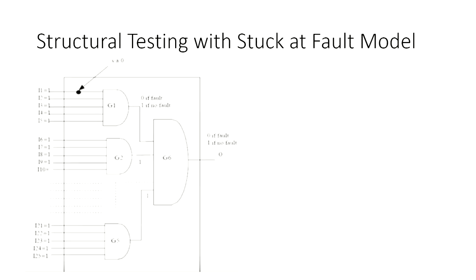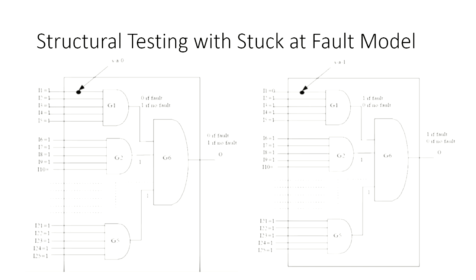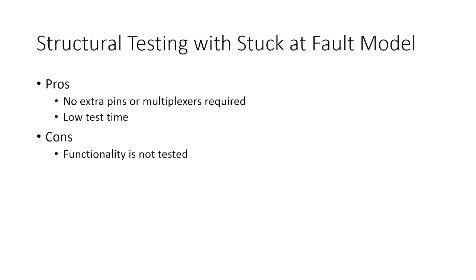And if in any instance we're not getting a 1, we can backtrace and figure out which gate is giving us a problem, and whether it's the gate or the source or what's going on. Similarly, if we change that 1 into 0, we have only one input which is 0 now, the others are all 1. Since it's an AND gate, if we get a 1 here, it means that it's at fault. So we're just expecting the output to be 0 no matter what. So, pros and cons: we have no extra pins and the lowest test time. The thing is, functionality is not tested. We're just testing the gates, not how it is functioning.